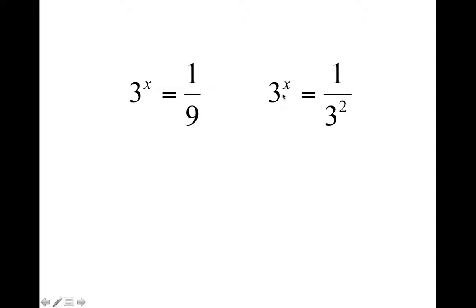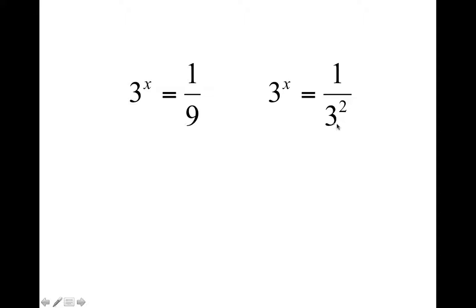3 to the x stays the same, and 1 over 3 squared, because now we've made the bases the same. 3 squared is 9, so that's fine. We've rewritten it in a different form, and we have the same base. Once we have the same base, things will work out. You'll see.